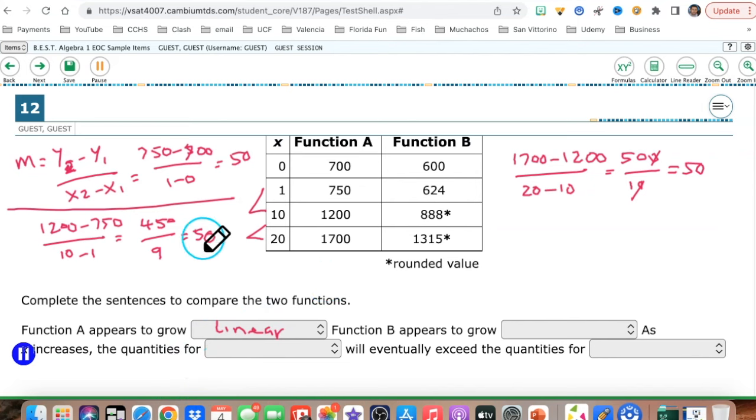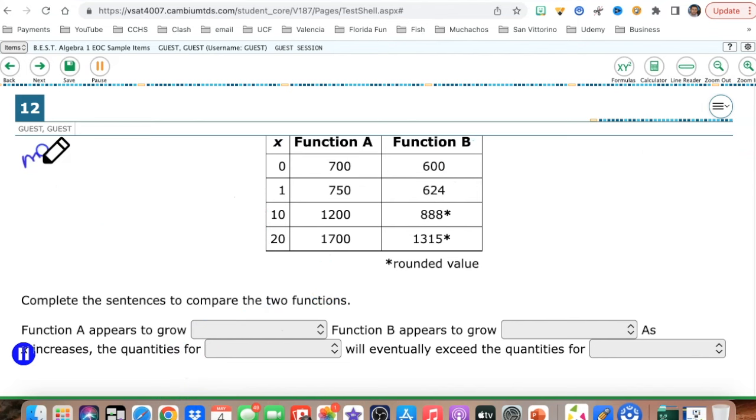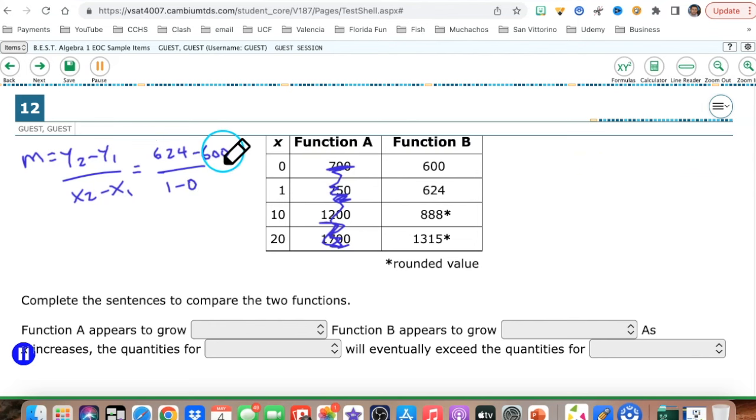All right? This will be the process that I have to do with function B. Let's go with B. Let's use the first 2 points. So I'm going to use, let's cross this A so we don't make mistakes with A. So x1, y1, x2, y2. So 624 minus 600 is 24 over 1. So this is the slope.